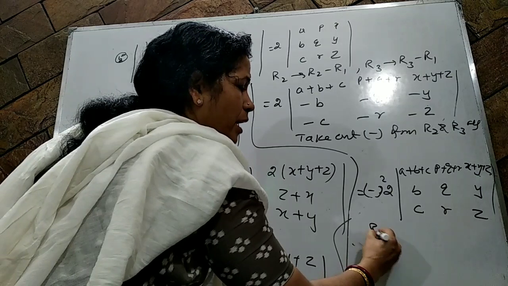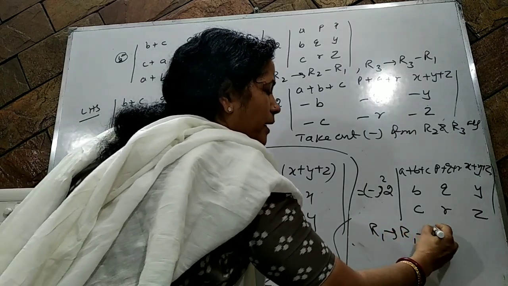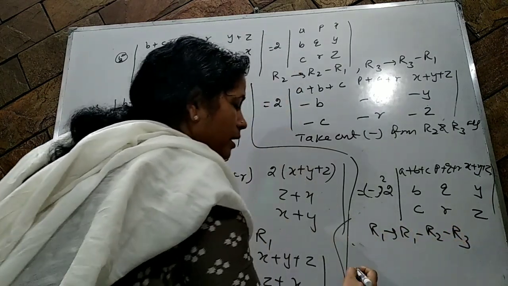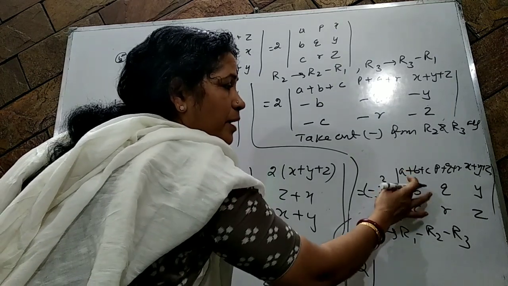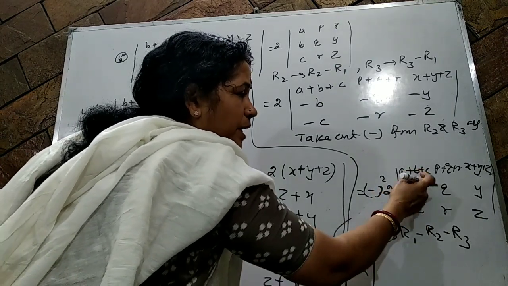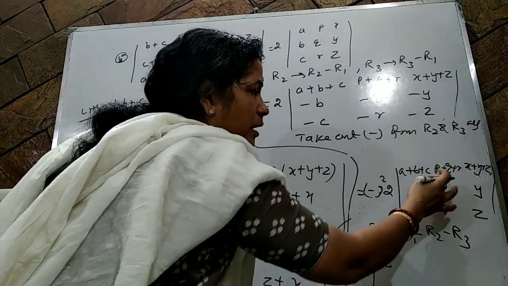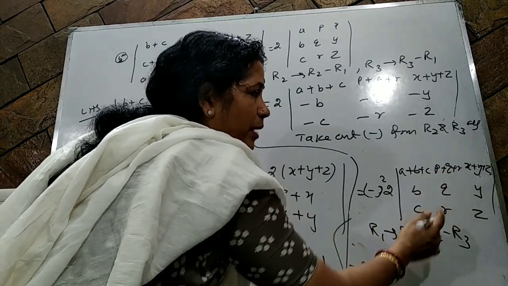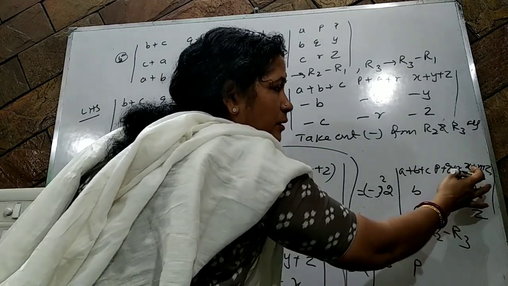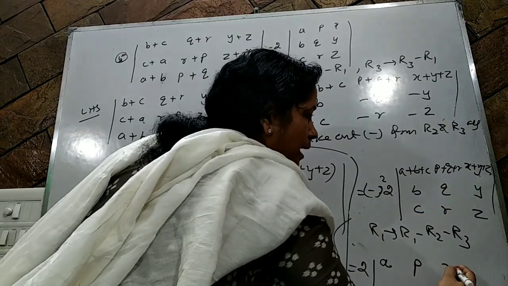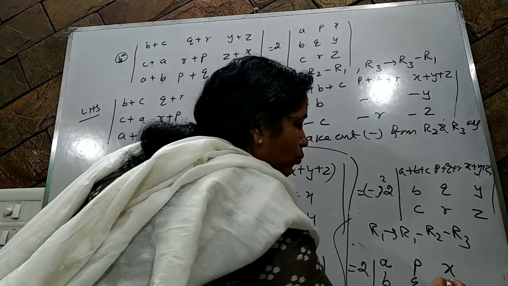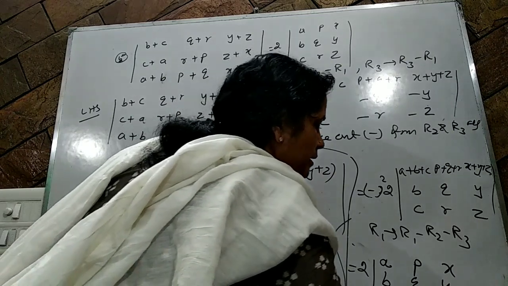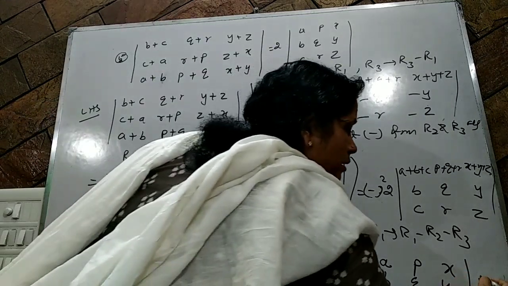Now what I am doing here, R1 can be written as R1 minus R2 minus R3. That is equal to twice of R1 minus R2 minus R3. B cancels, C cancels, I will get A. Here R1 minus R2 minus R3, that is P. Again Y cancels, Z cancels, X, then B, Q, Y, and C, R, Z. Have you got it, RHS?